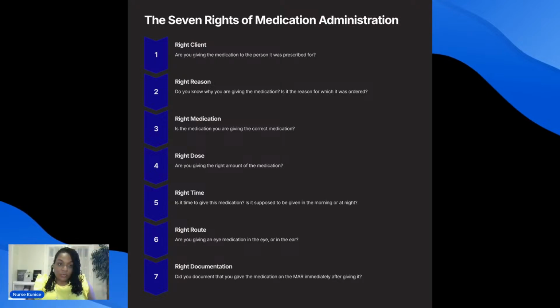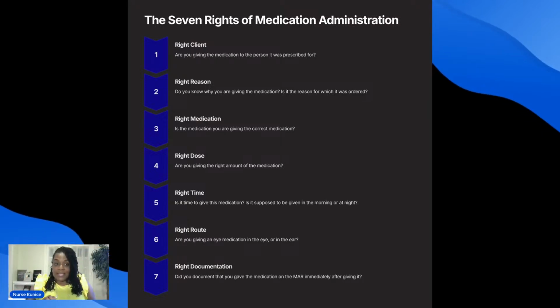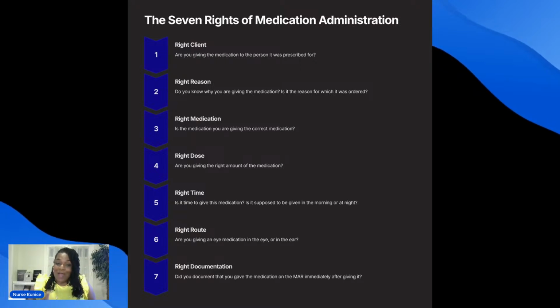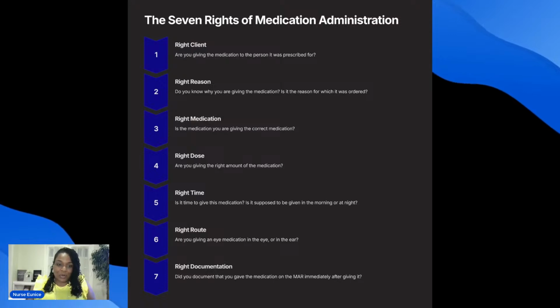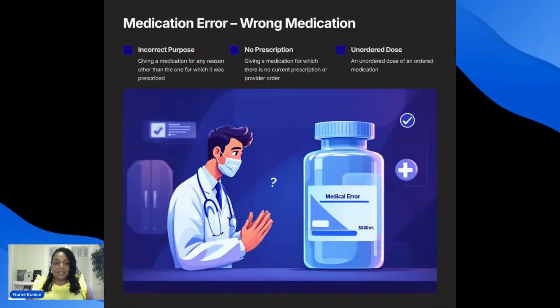So I'm going to repeat that. It's the right client, the right reason, the right medication, the right dose at the right time via the right route, and then make sure that you actually put the right documentation afterwards. And you can always refer back to the slide and take a photo of it later.